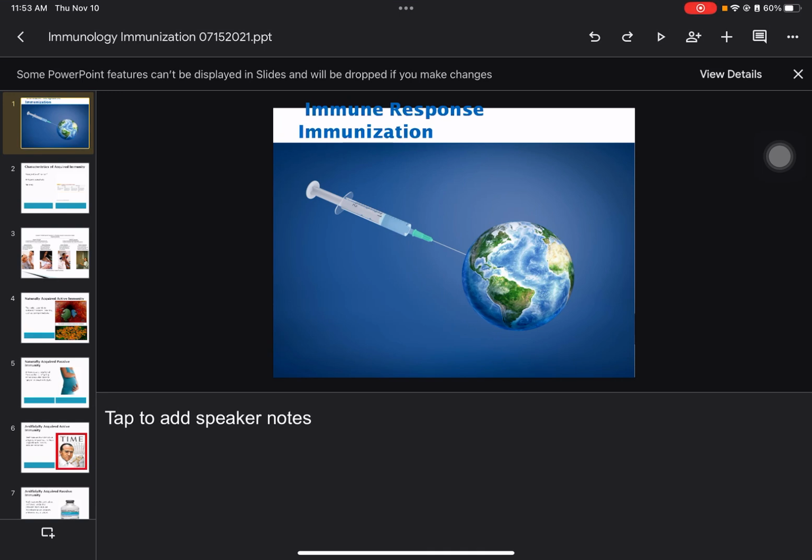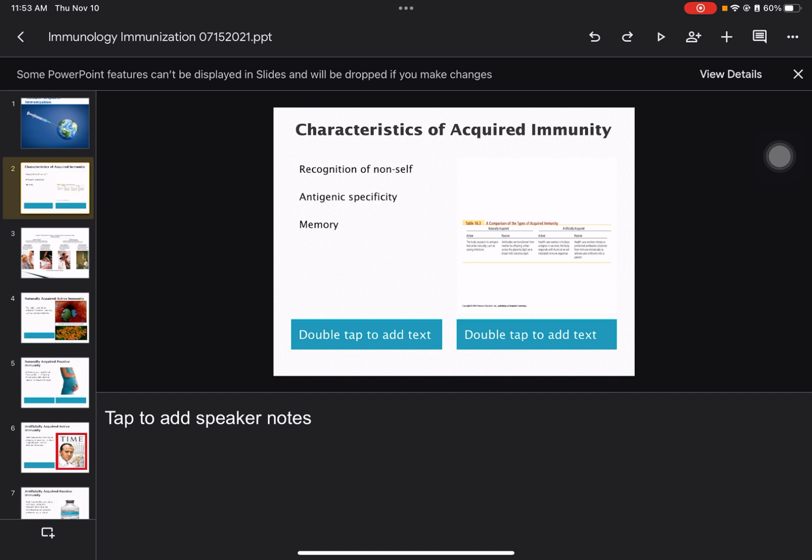About this for just a minute. Which is this, immunology, immune response? No, this is immunology, immunizations. So if we think about acquired immunity, which we just finished talking about, right?